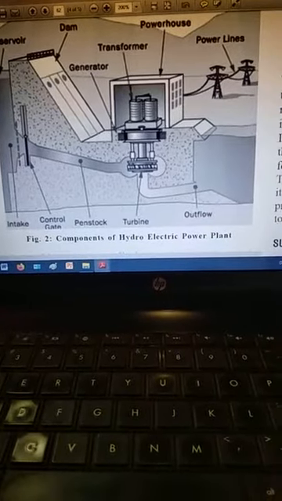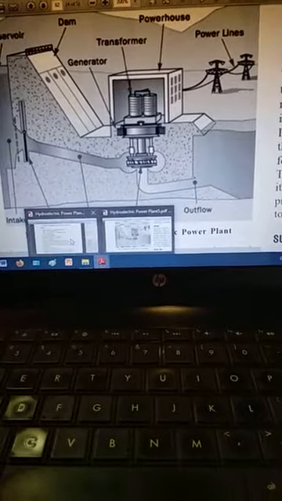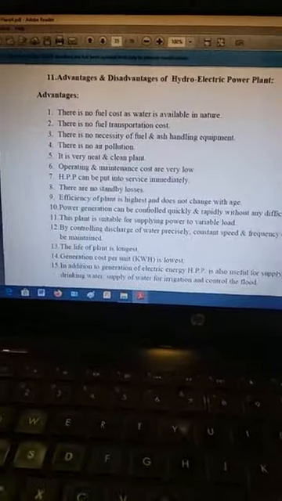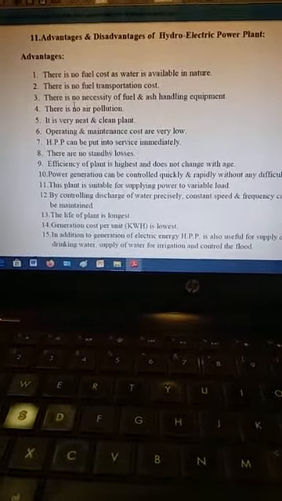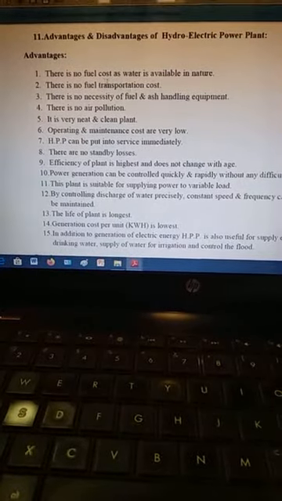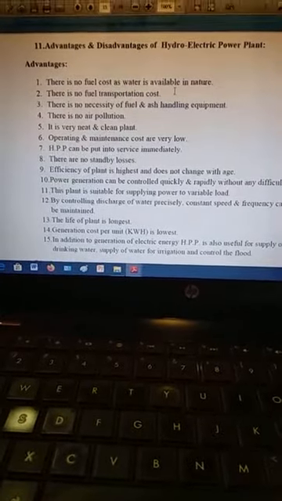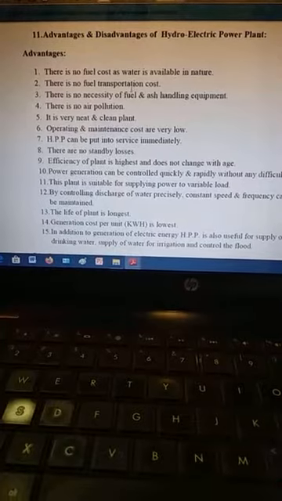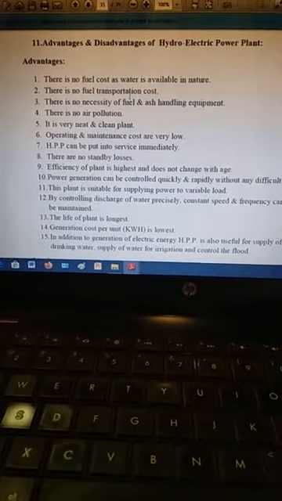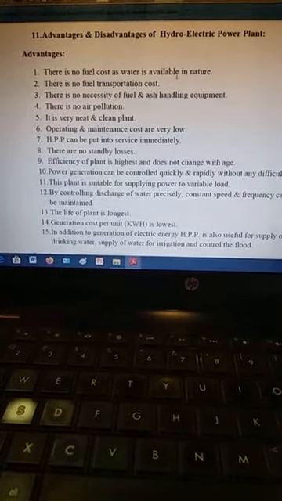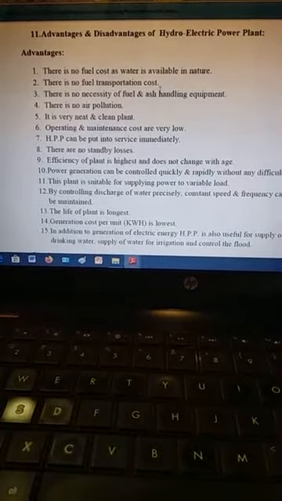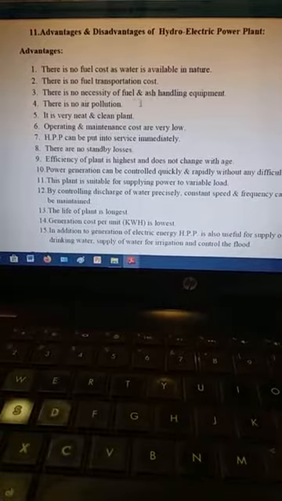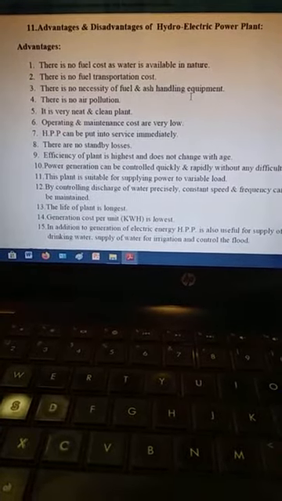So let us move on to the advantages and disadvantages of hydroelectric power plants. First let us have a look at the advantages. There is no fuel cost as water is available in nature. Okay, so here no fuel is used, that means its running cost is less. There is no fuel transportation cost also. There is no necessity of fuel and ash handling equipment as compared to steam power plants.